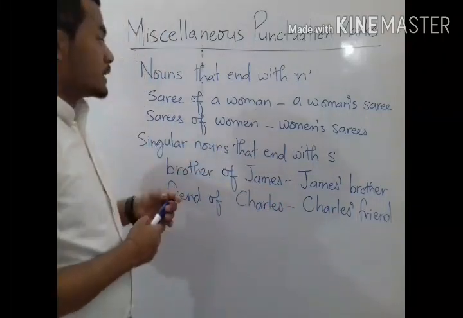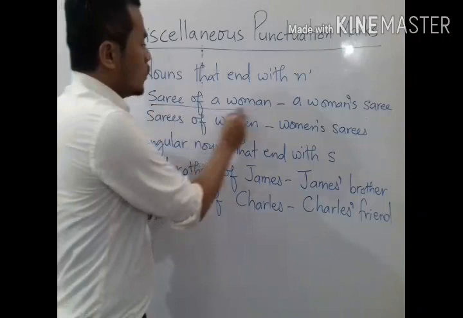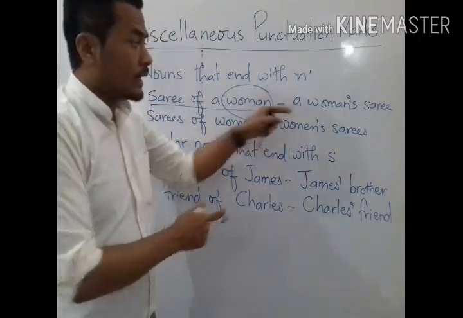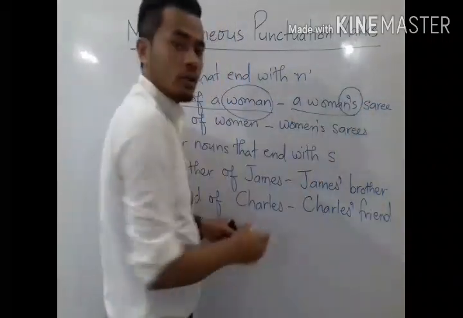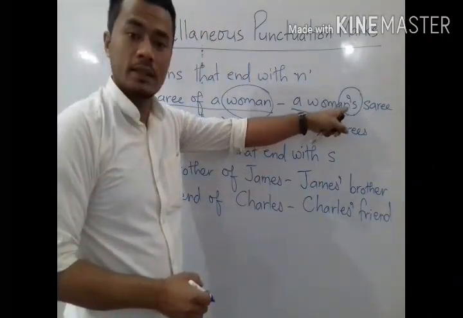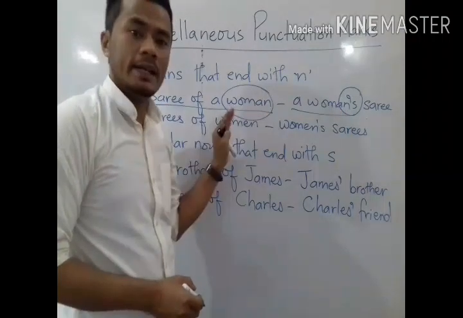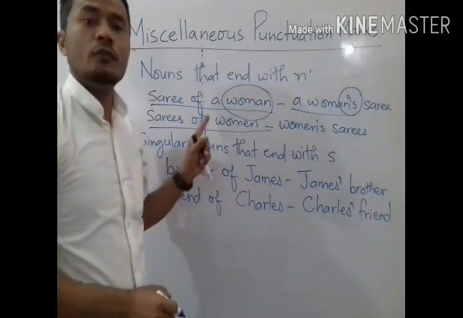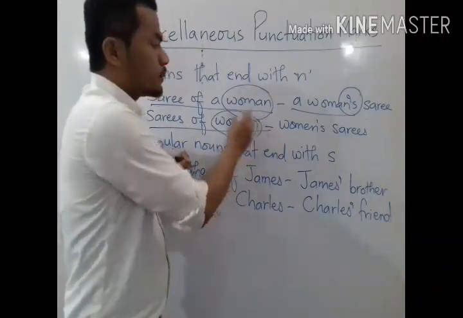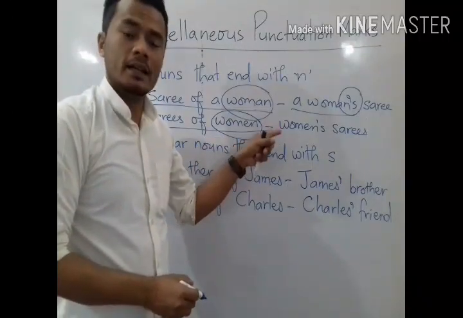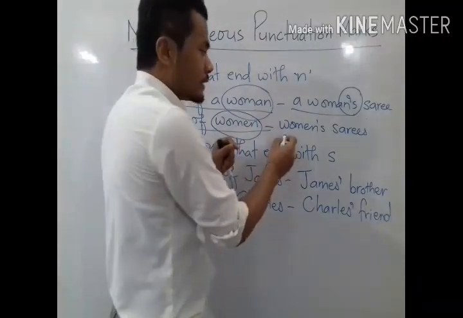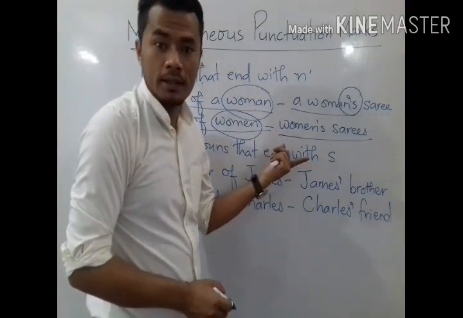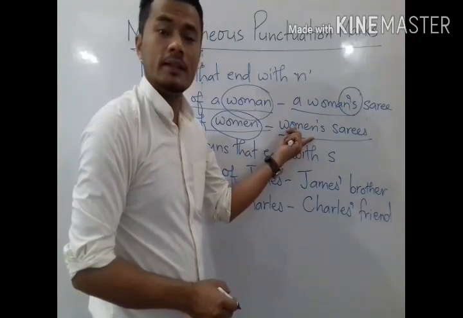Understood? Like here, the sari of a woman. That means woman is the noun here that possesses the sari. That means we have to show the possessive case of woman. That is a woman's sari. Apostrophe s after woman. This is fine because it is in the singular case. But let's see another example. Saris of women. Women is a plural noun here. But when I am showing its possessive case, I have used apostrophe s, though it is plural. Why? Because it does not end with s.